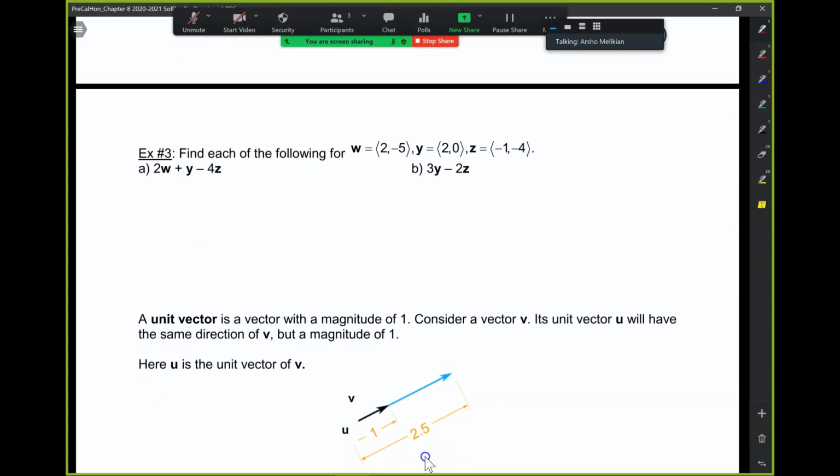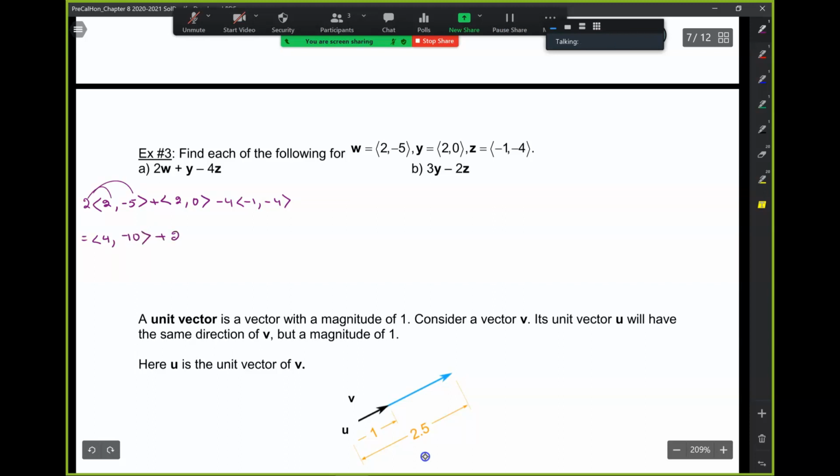So take a look here. We got W, Y, Z. We want to find 2W plus Y minus 4Z. So this is 2 times W plus 1Y, 2 comma 0, plus minus 4Z, -1, -4. Okay? So when you distribute the 2, you get 4, -10, 2 comma 0.